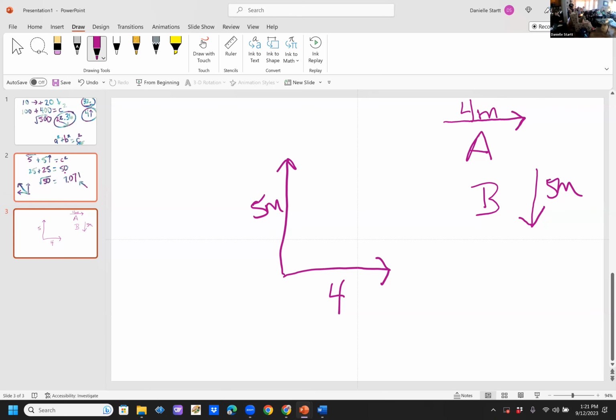Somebody tell me, what's our displacement? It's a vector. So what are we going to use? What's the theorem? Pythagorean theorem. Tell me the formula. What's the Pythagorean theorem? A squared plus B squared equals C squared. Okay. So what's it going to be?